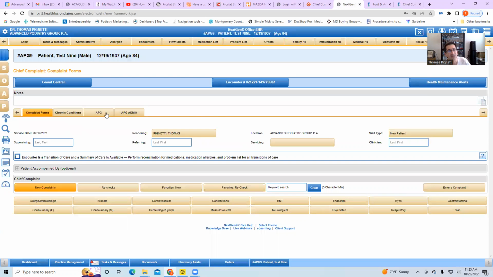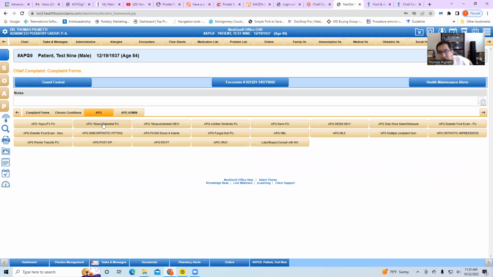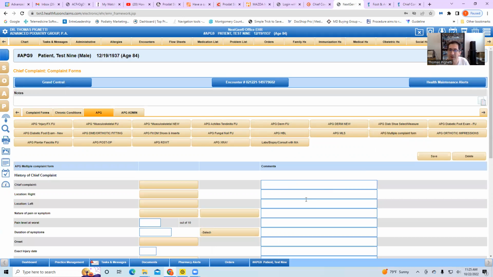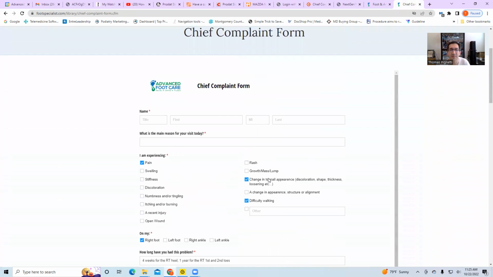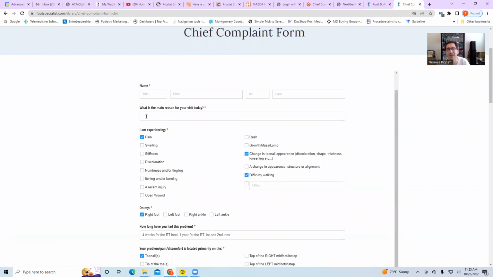into chief complaint. So in the APG section, I have put a multiple complaint form in here. This is relatively new, and it may be possible to use this for everything. But remember when we have the chief complaint coming back here, this will mimic what's on here. What's the complaint? Again, I didn't type it out over here, but right heel pain and right discolored first and second toenails. So that's what I put down over here.